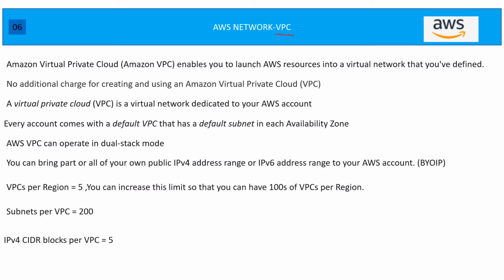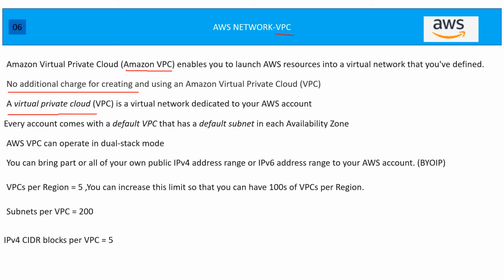on AWS. So we call it Amazon VPC, and that basically enables you to launch AWS resources into a virtual network that you define. It's a kind of setting up a boundary which starts from a CIDR. Then you are going to have multiple subnets. Those are going to be part of that particular boundary. No additional charges for creating VPCs.